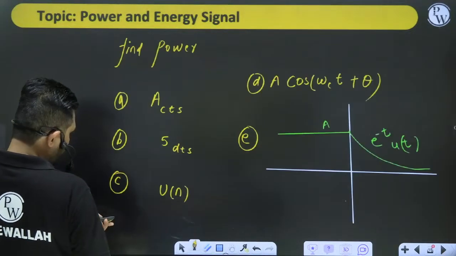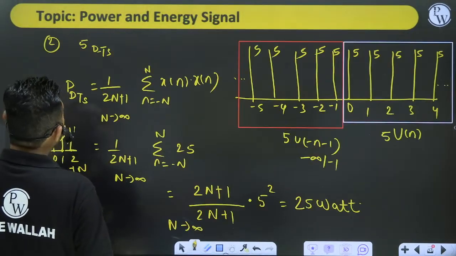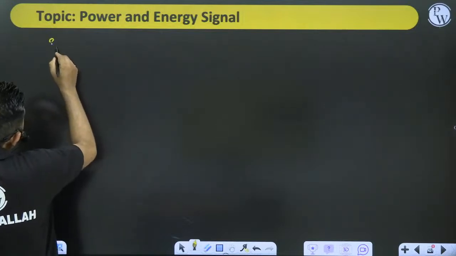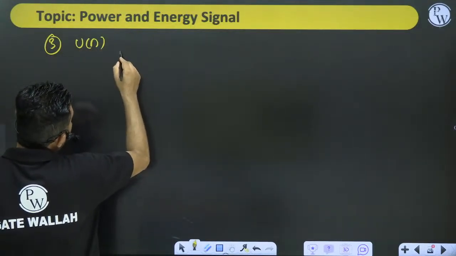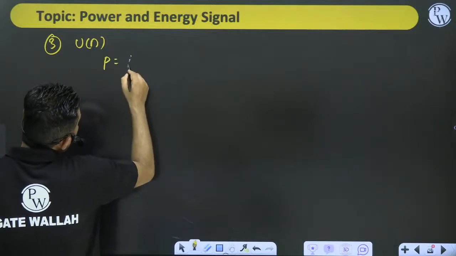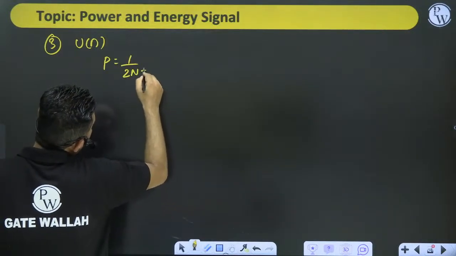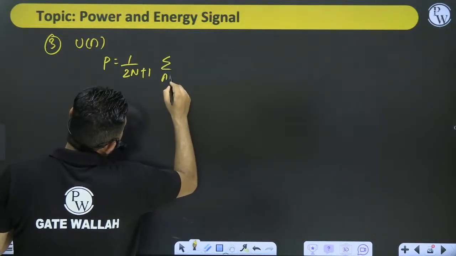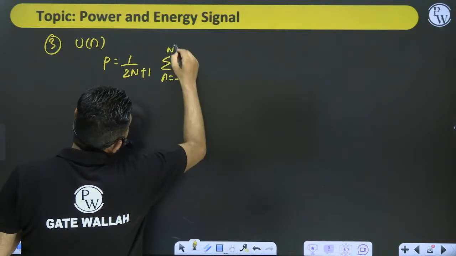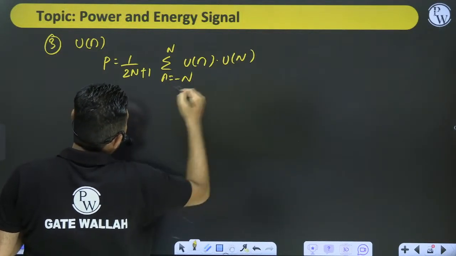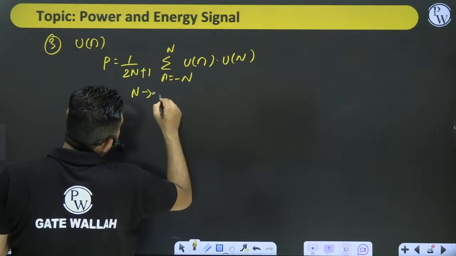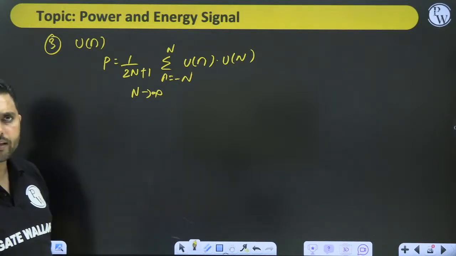Third one was this one. See, third is u n. Easily you can find out third. Third is u n, exactly the same. Power will be 1 upon 2n plus 1, summation n equals minus n to n, u n into u n, with n tending towards infinity.